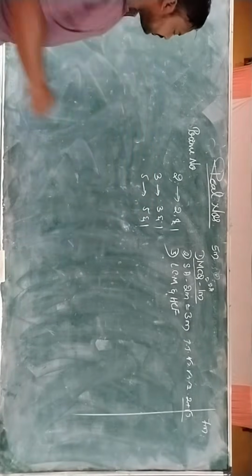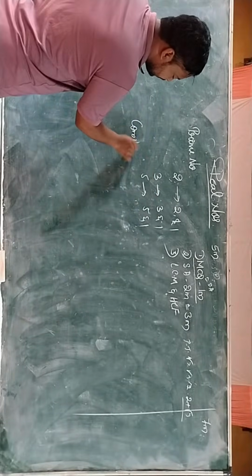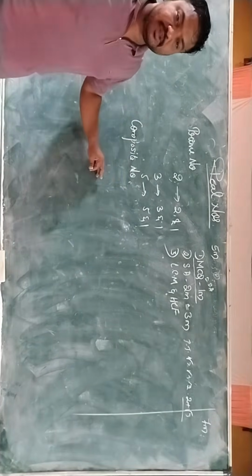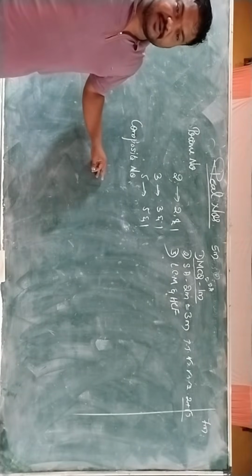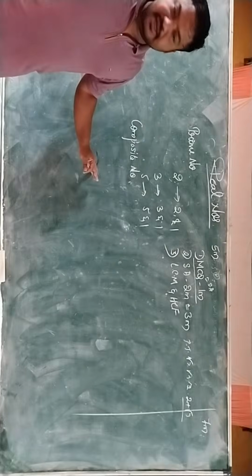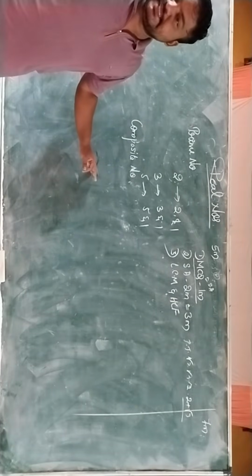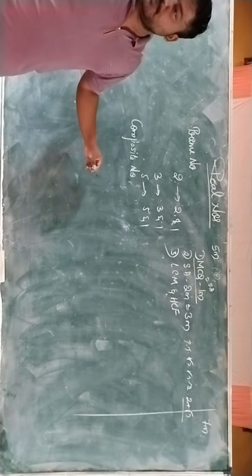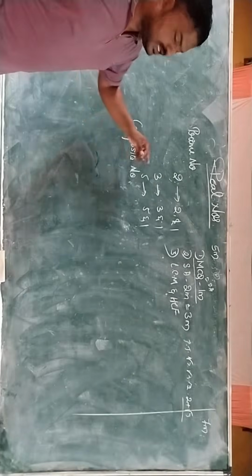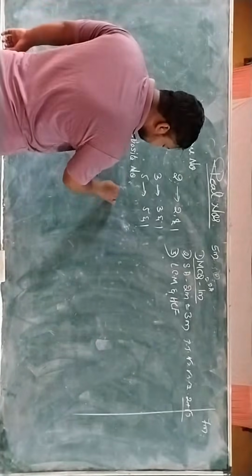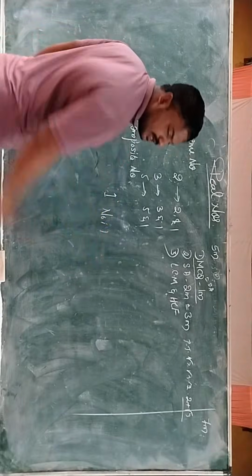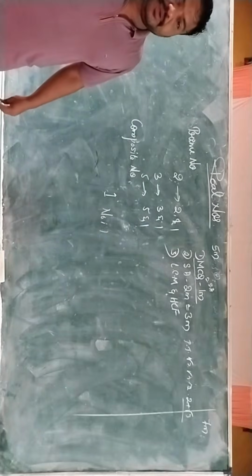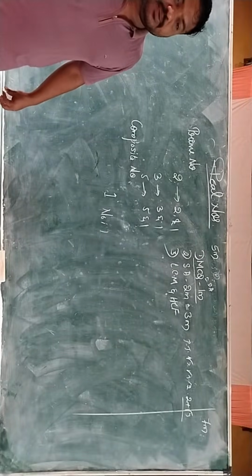And next, composite number. What is composite number? Numbers which are having more than 2 factors. For example, 4: 1, 2, 4, correct? And 6: 1, 2, 3, 6, and 8: 1, 2, 4, 8. Such numbers are called composite numbers. And 1 is neither prime nor composite. Why? Because 1 has only 1 factor.